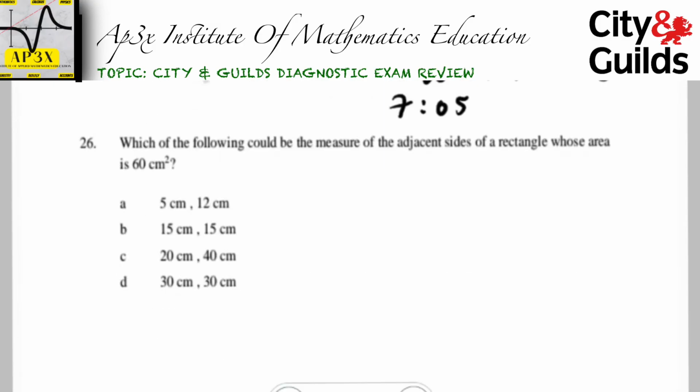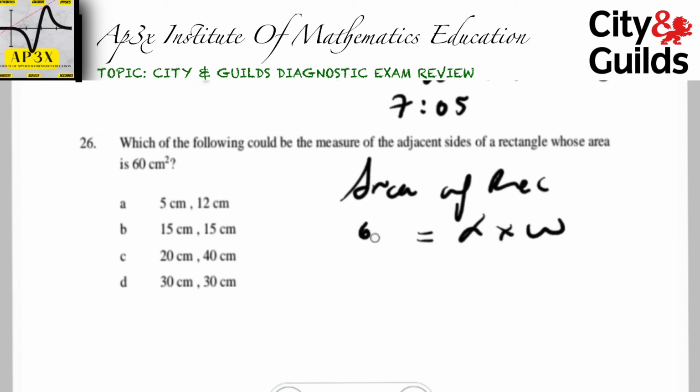Which of the following could be the measure of the adjacent sides of a rectangle whose area is 60 square centimeters? All right, so we know that the area of a rectangle is equal to length multiplied by width, and that's going to be 60 based on the question here. So 30 times 30 is 900, so that can't be the answer. 20 times 40 sounds like 800, so that could not be the answer.